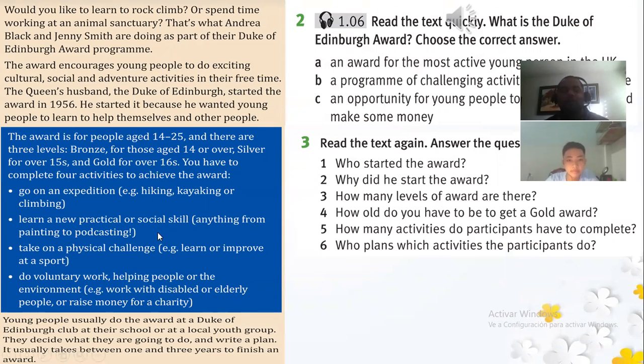There we have four major requirements, four activities that the participants have to do in order to receive this award. The first one is to go on an expedition. Number two, to learn a new practical or social skill. Number three, take on a physical challenge. The last one is to do voluntary work. Those are the common activities people were supposed to do in order to have the award.